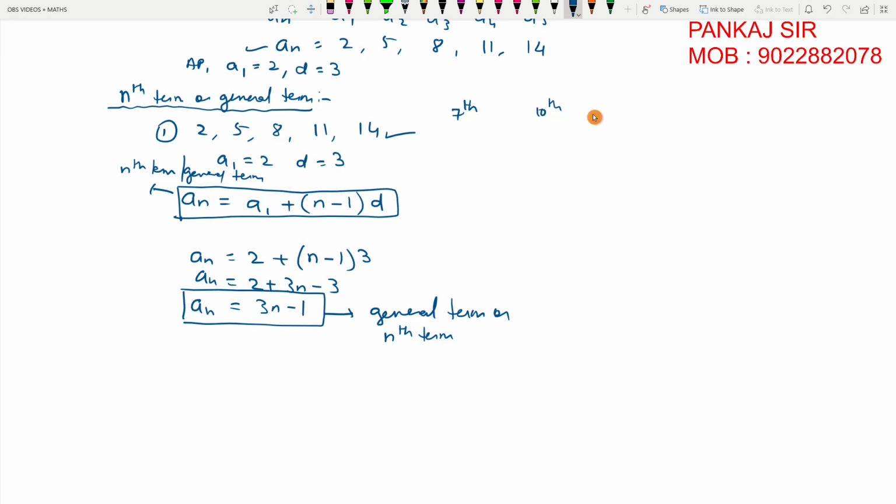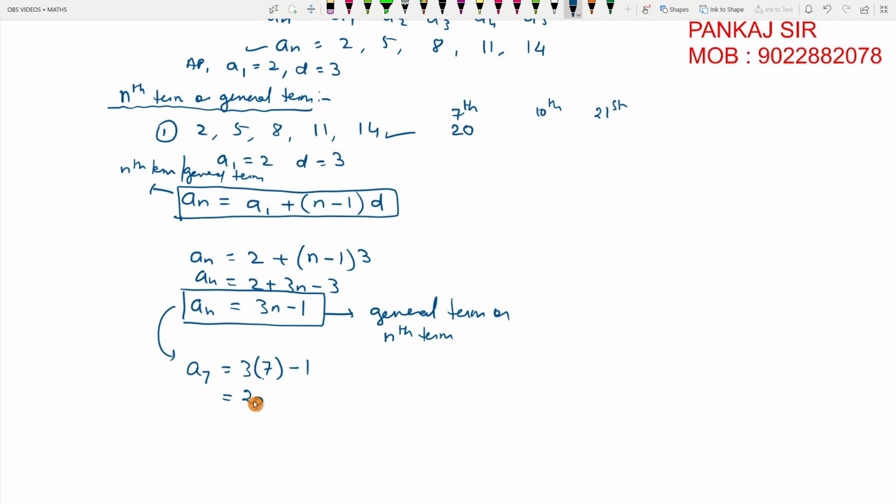And if I want to find out the 21st term, so what will I do? For finding the 7th term, in this formula, n I will take as 7. So this will be a7. And in this formula, for n, I'll put the value 7 minus 1. So this gives me 7 3s are 21. 21 minus 1 is 20. So my 7th term is going to be 20.